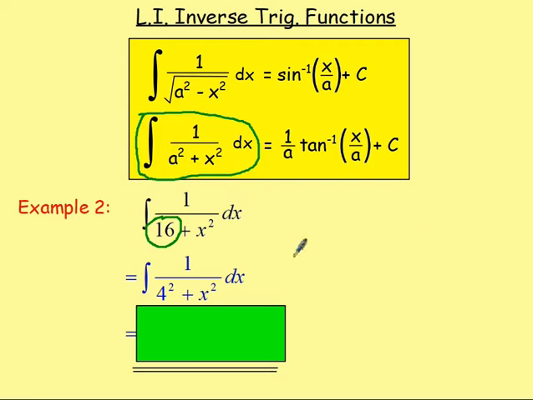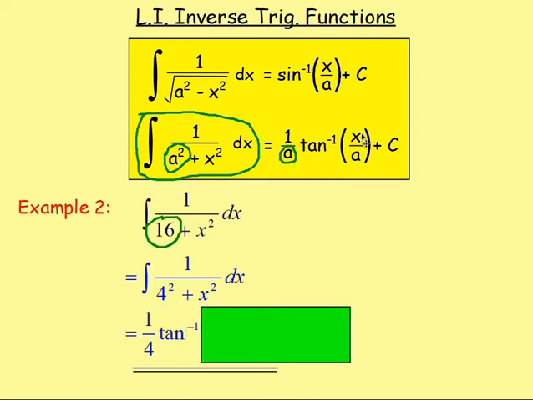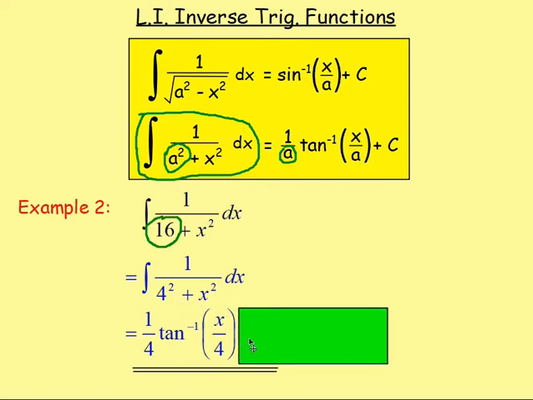And if you do that, well, you can see that because we've got a squared, that goes to 1 over a at the start. So we will have at the start, because it's 4 squared, 1 over 4. Then we'd have tan to the minus 1 of x over a, which in this example would become x over 4. Plus c.